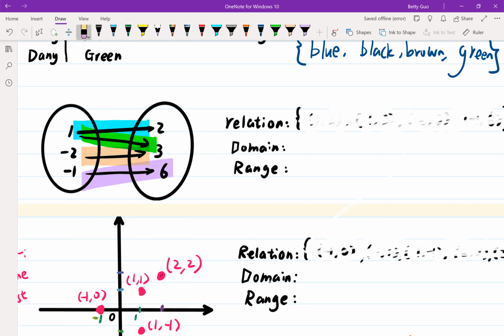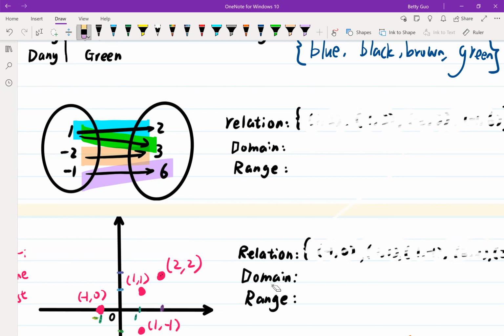Do we have some pairs? Look at the blue. The initial point is 1, right? Terminal point is 2. So the arrows go from 1 to 2. 1 and 2 would be a pair, right? And the green one, initial point is 1, terminal is 3. So from 1 to 3, that's another pair, right? The orange is from -2 to 3, third pair. The purple one is -1, 6.